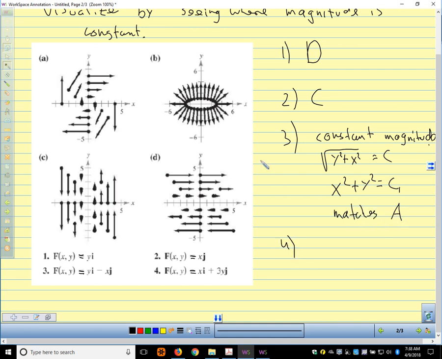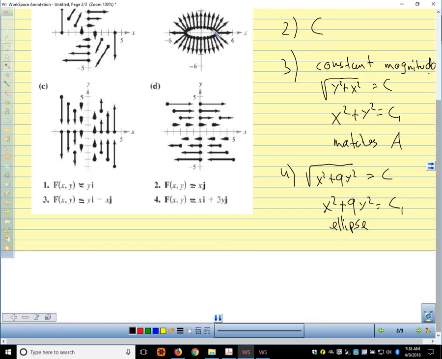And for number 4, we know that number 4 has to match B, but if we were going to analyze that, we would say the square root, the way we did this one, x squared plus 9y squared equals a constant. So x squared plus 9y squared equals some other constant, and that's an ellipse. That's elliptical. So that's going to match B. So this vector field has a constant magnitude on ellipses.